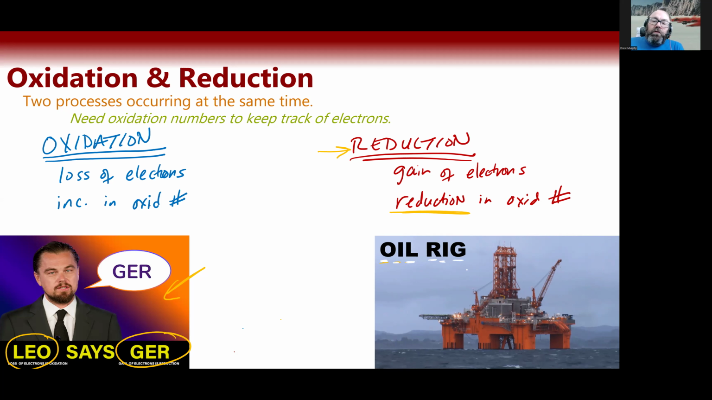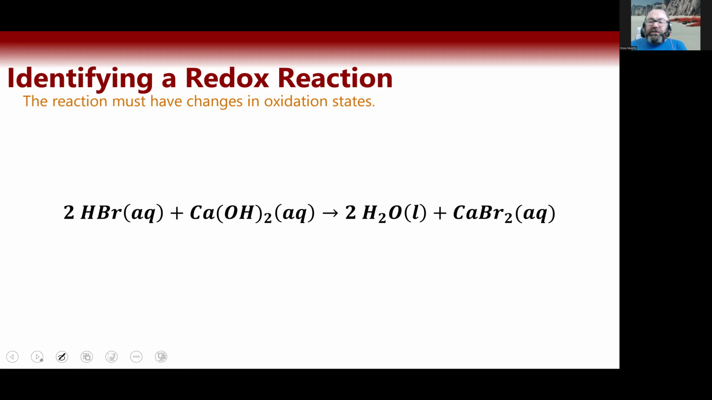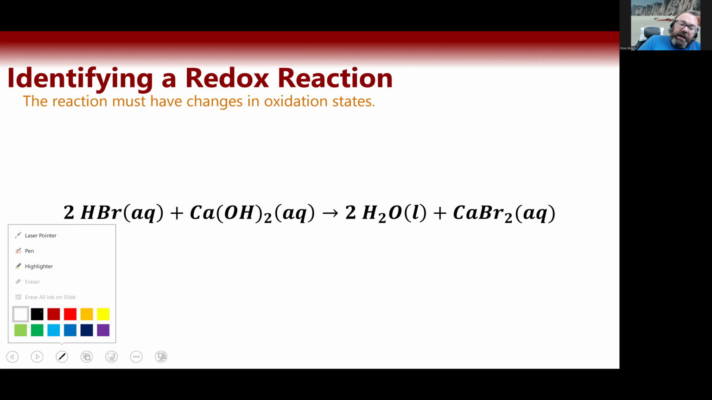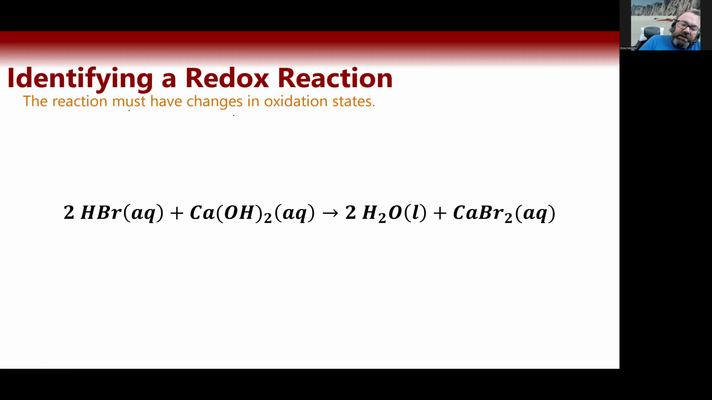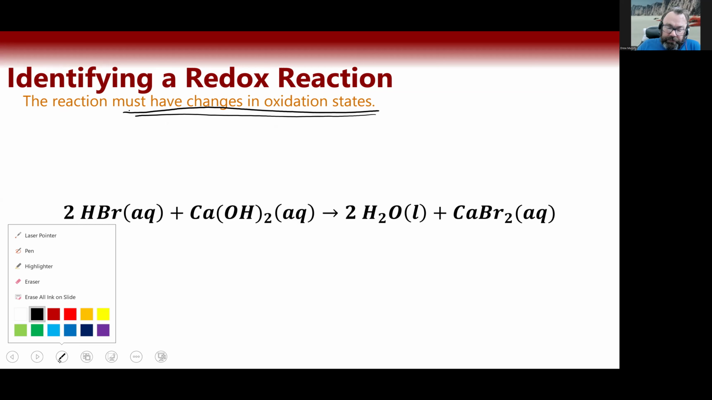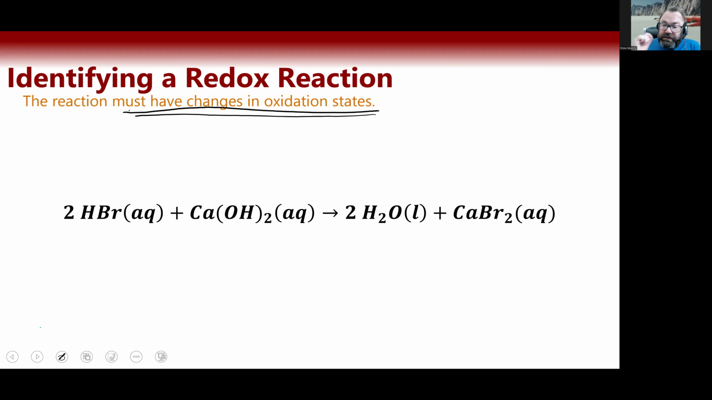All right. Once we know what our processes are, what we need to be able to do is, can we identify what a redox reaction is? Our big rule here is that we must have changes in oxidation states during the reaction. So we're going to have to figure out what the oxidation states are to be able to do it. This is why I said it was crucial that we knew what our oxidation numbers are. So let's go through this and just figure out what they are.